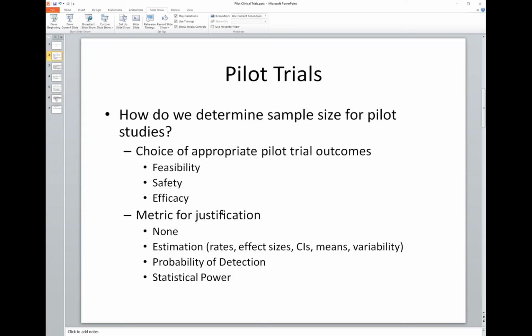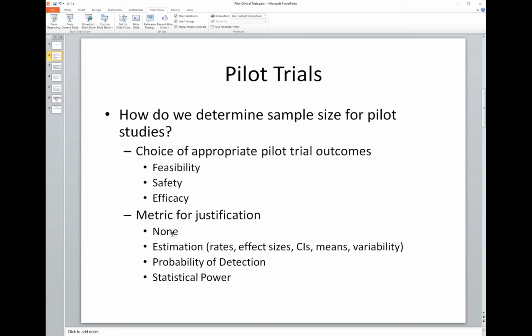There's a number of different ways to try and justify the sample size for a pilot trial. These are some of the common things that I will see used to justify the sample size. I would say the most common approach used to justify sample size for a pilot trial is the none approach, where there's no justification at all for the sample size. And that seems bad, but may not be quite as bad as we think it is.